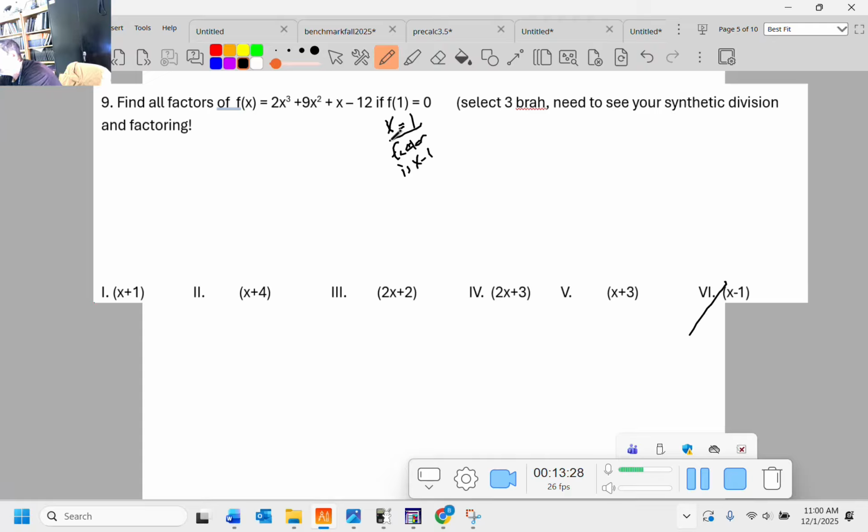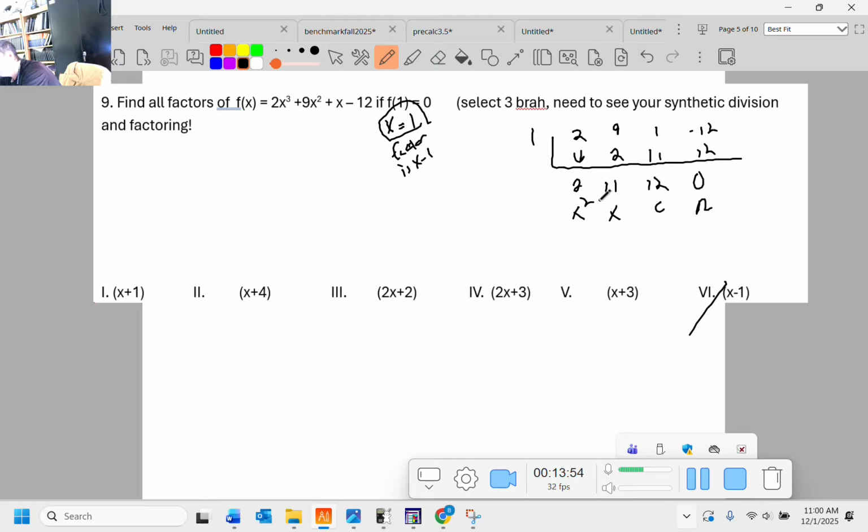Now, this again says x is 1. Let's do a little synthetic division. We're going to put a 1 out front. Coefficients, 2, 9, 1, negative 12. We're going to drop the 2. 1 times 2 is 2. 9 plus 2 is 11. 1 times 11 is 11. 1 plus 11 is 12. 1 times 12 is 12. Negative 12 plus 12 is 0, which is your remainder, preceded by a constant, preceded by an x, preceded by an x squared.